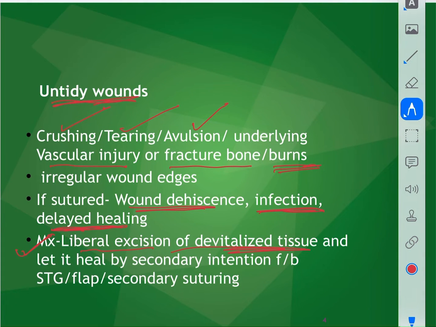Followed by healing by secondary intention. What does this mean? You first excise the devitalized tissue, do daily dressings of the wound, keep the wound clean, and allow healthy granulation tissue to be formed. Okay, only once the granulation tissue is formed, you can go about with secondary suturing. Or if the size of the wound is too large, wherein you can't approximate the edges, then you can go for a split thickness graft or flap.